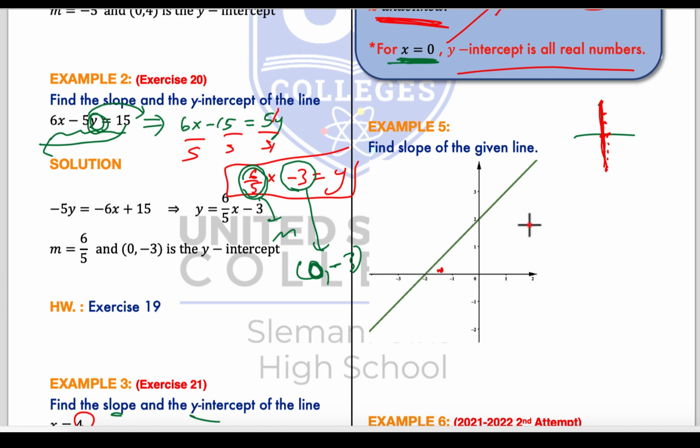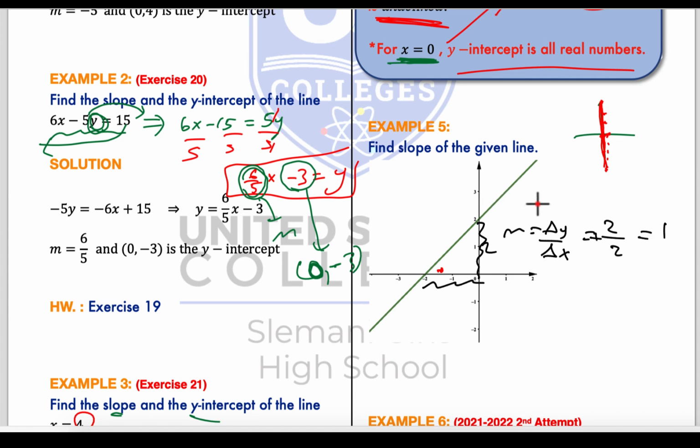Or you can use the idea of finding slope. Remember, slope is change in y over change in x. Change in y is this part, which is how many units? 2 units. Change in x is that part, which is also 2 units. And the slope is rising, which means it's positive, so 2 over 2, 1.